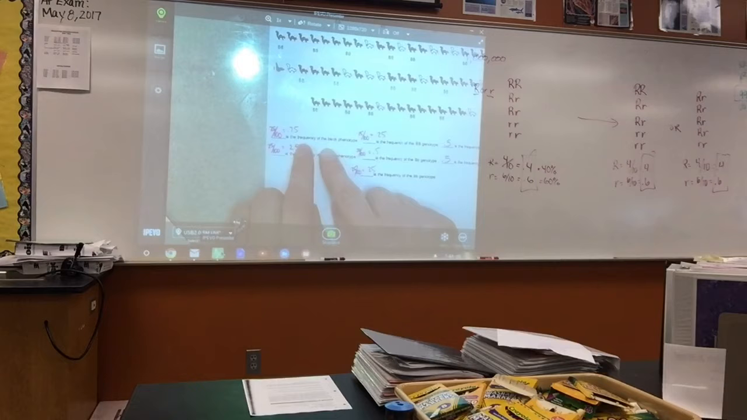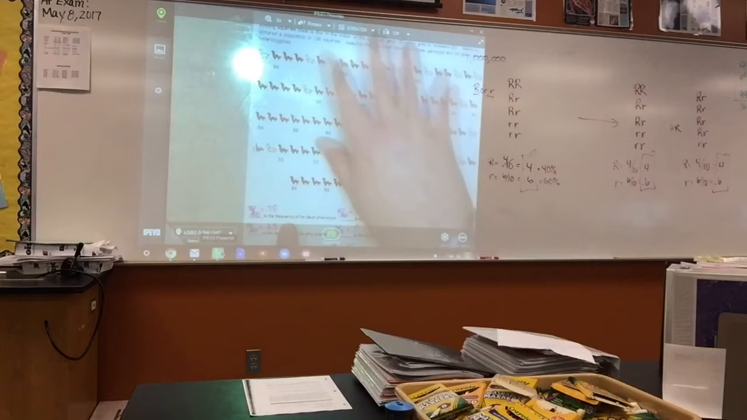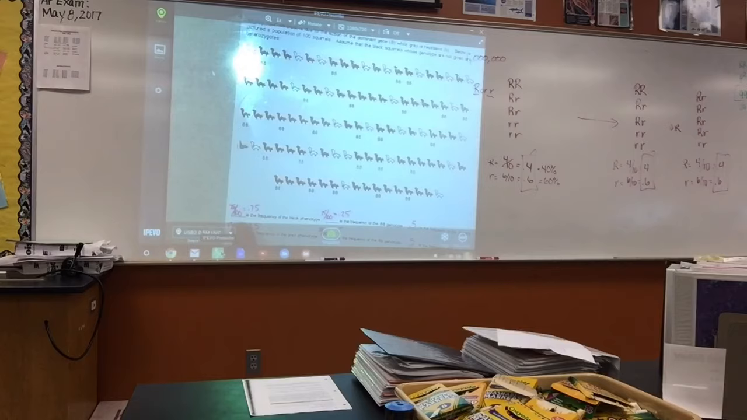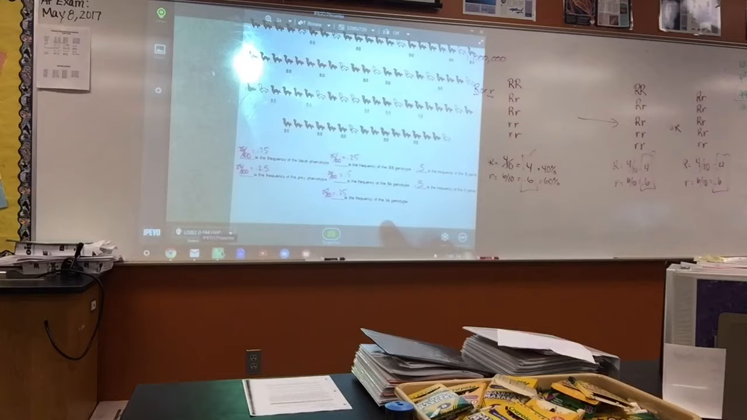For the frequency of the black phenotype, this is kind of like the flower example I did in the notes, where we can tell the difference between the homozygous and heterozygous individuals. This is all the black, so you count them up, and you should have 75 out of the 100, or 0.75 would be the frequency. And then the gray is the white, and that would be 25 out of the 100, or 0.25.